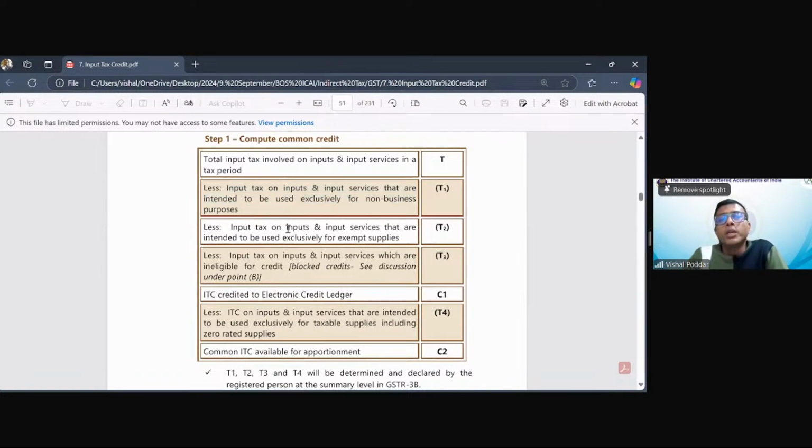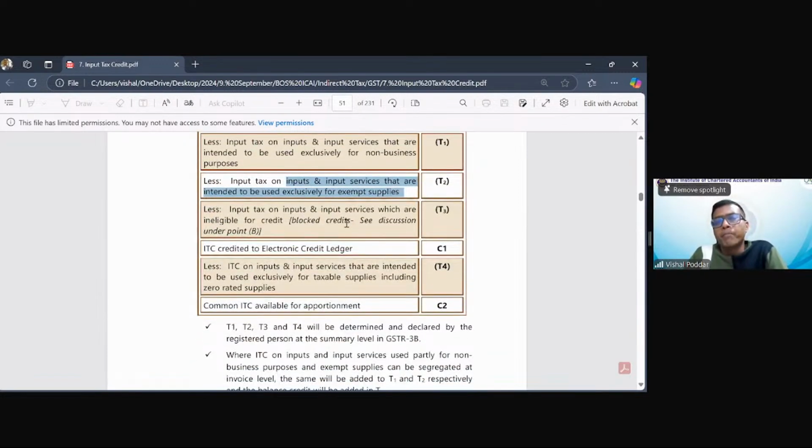find out those input services which you are using exclusively for exempt supply. Now remember my example, I have two products in my output, X and Y. X is taxable at 12%, so it is a taxable supply. Y is at nil rate, so it is an exempt supply. Now, there would be some raw material, some packing material which is used only for manufacturing Y. Since Y is exempt, I will not get any credit for Y. So whatever input services are used exclusively for Y, remove it. Why remove it? You don't get credit for that.